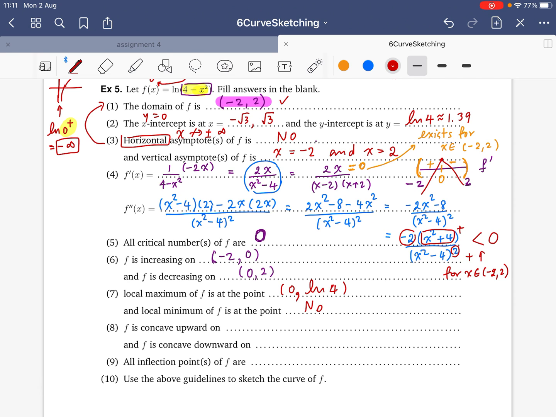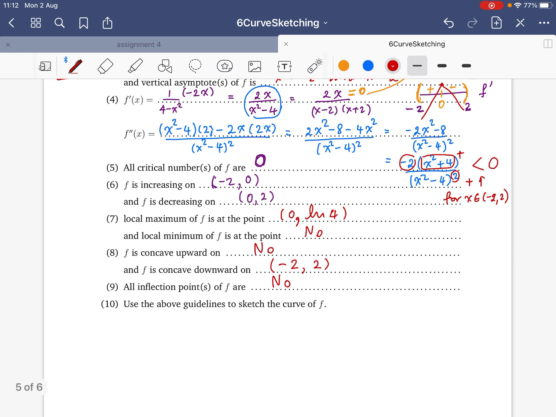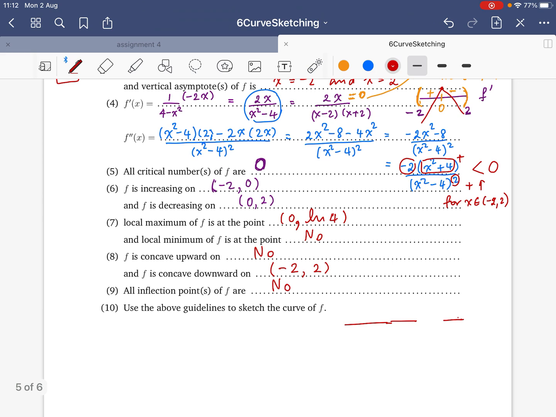So what does this mean? It will concave downward all the way, from negative 2 to 2, and there's no interval where the concavity is upward. So if the concavity keeps going downward, it means that we have no inflection points. So here, all you need is from negative 2 to 2, because that's the interval under consideration.